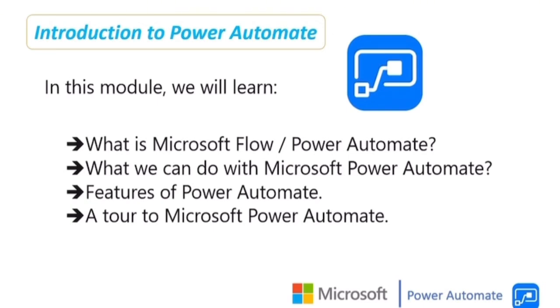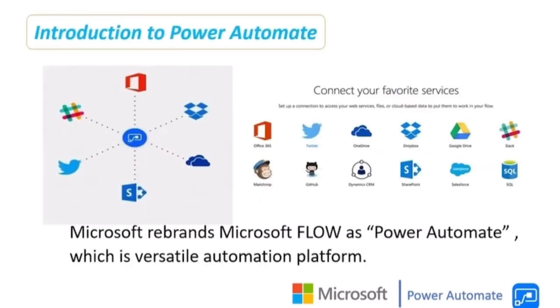This is Microsoft Power Automate tutorials, and today I am going to give you the overview of what is Microsoft Flow Power Automate, what we can do with Microsoft Power Automate, features of Power Automate, and finally a quick tour to Microsoft Power Automate. Microsoft Power Automate, formerly known as Microsoft Flow, is a cloud-based automation platform that helps you automate repetitive tasks and streamline business processes. It's part of the Microsoft Power Platform, which also includes Power Apps and Power BI.